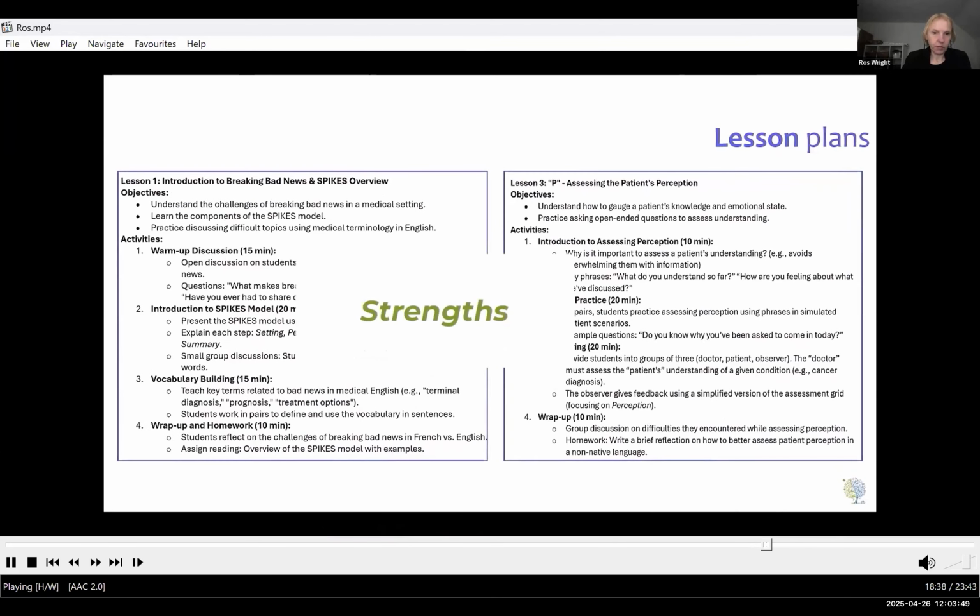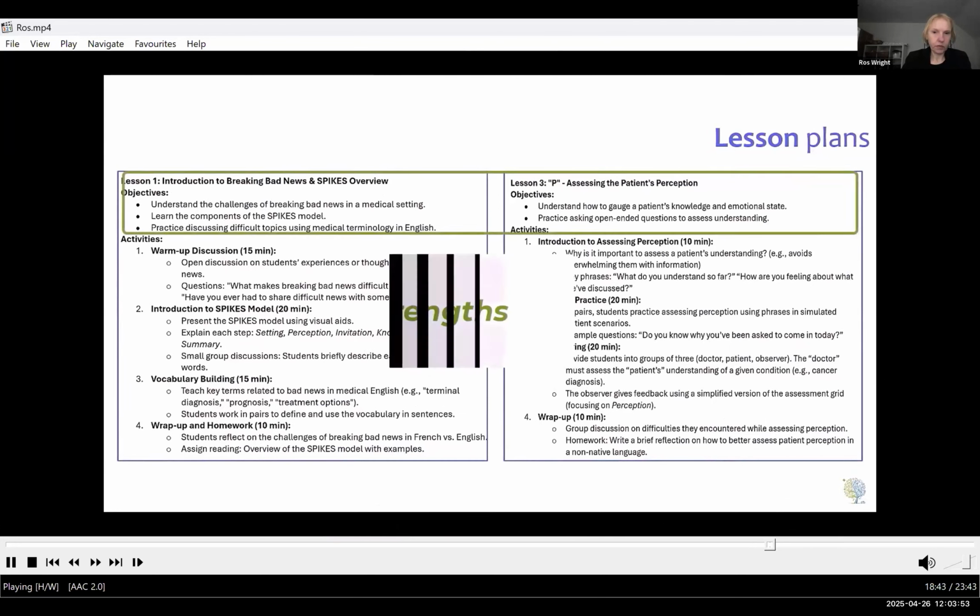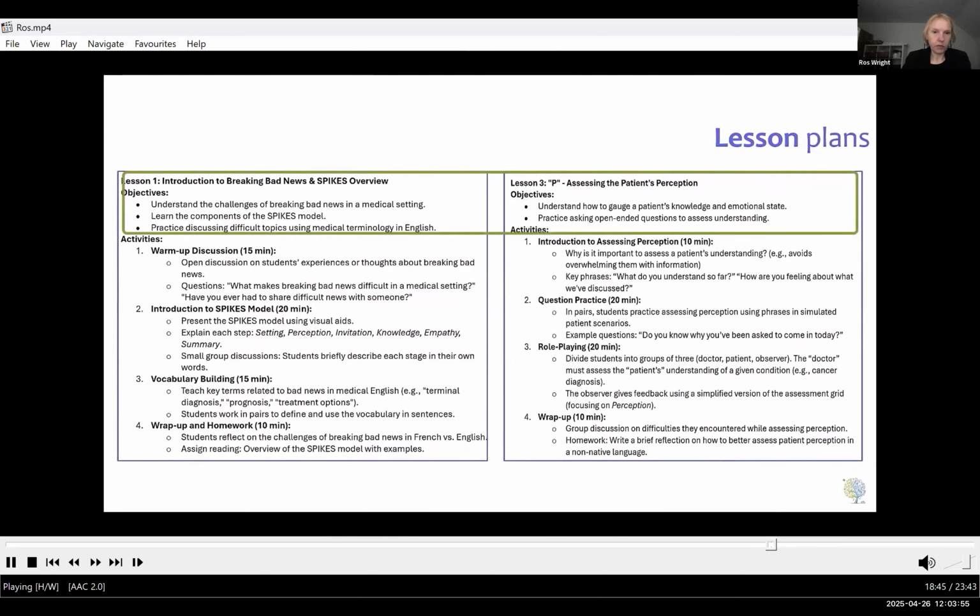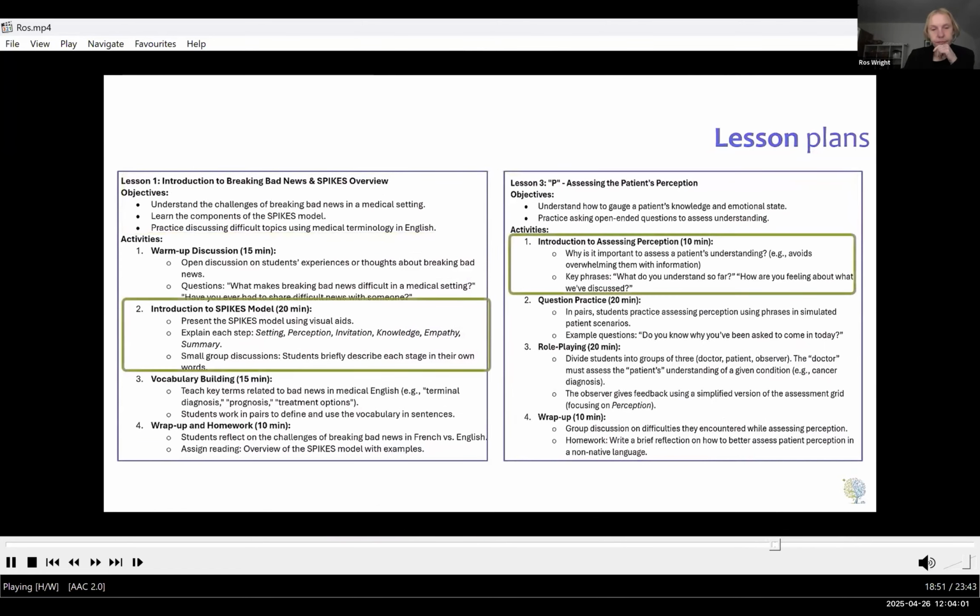Let's look at strengths first. The objectives are clearly stated at the beginning of each lesson and all seem appropriate and achievable within 60 minutes. The course introduces learners to the key concepts they need to understand when delivering bad news effectively, some of which might be entirely new to them. It provides key phrases for each stage of SPIKES.